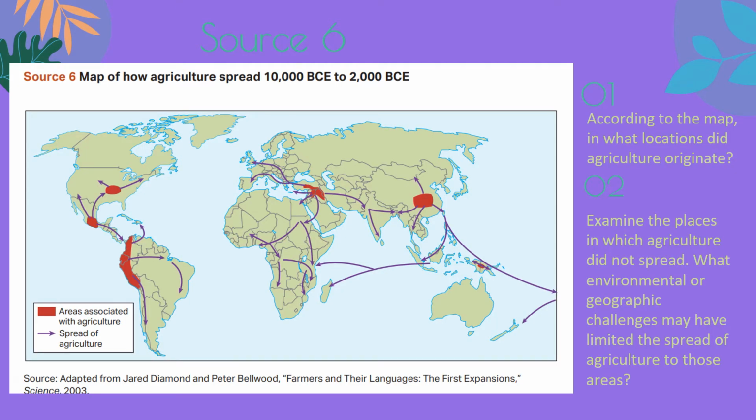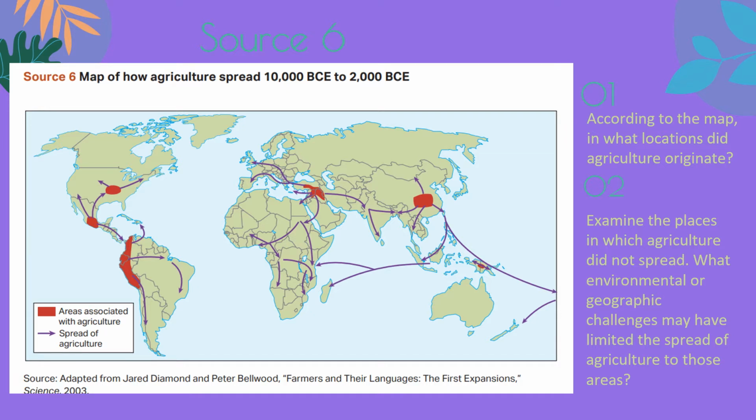For source 6, we're looking at a map. The title of the map is Map of How Agriculture Spread, 10,000 BCE to 2000 BCE. Remember, BCE is like the years before 0, so 10,000 is prior to 2000, right? It says, according to the map, in what locations did agriculture originate? So you have to read the key and analyze the map. Take a moment to do that. Pause the video if you need to.